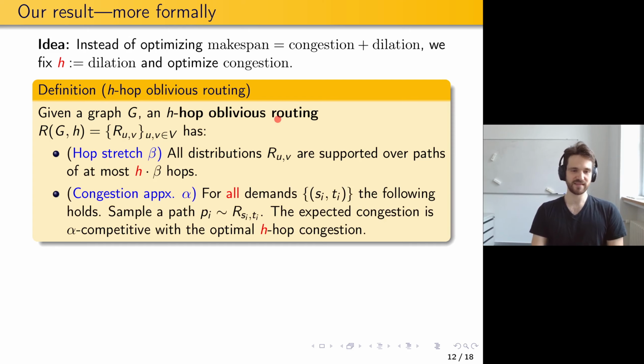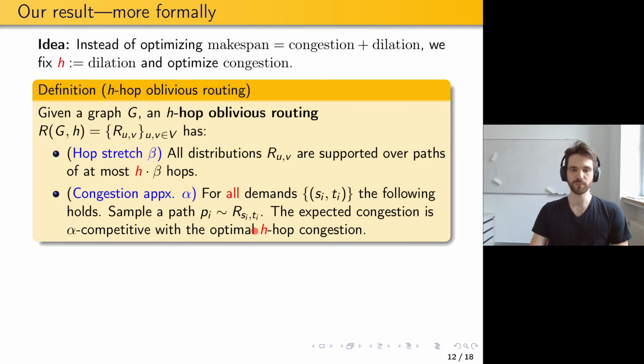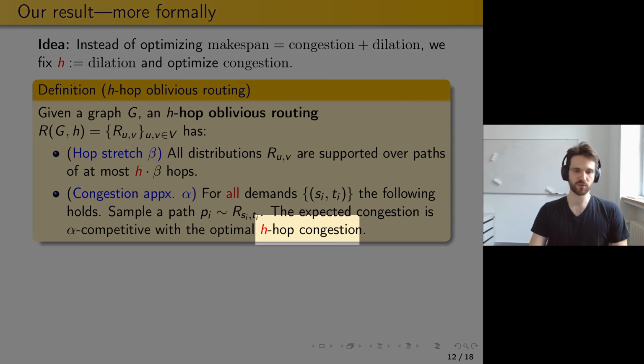And we say the oblivious routing has congestion approximation alpha if for all demands s_i, t_i, so all possible sets of drivers going from s_i to t_i, the following holds. Each driver samples a path p_i from R of s_i, t_i, so each driver samples a path from the distribution. And now the expected congestion, expected because this is our random path, is alpha competitive with the optimal H-hop congestion.